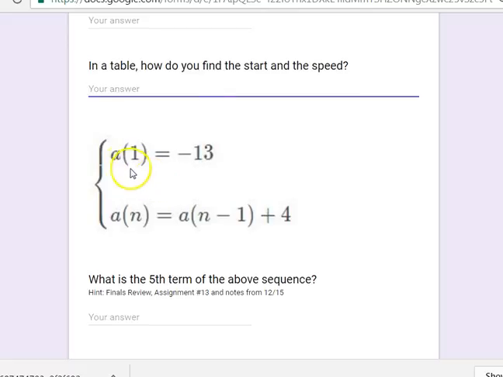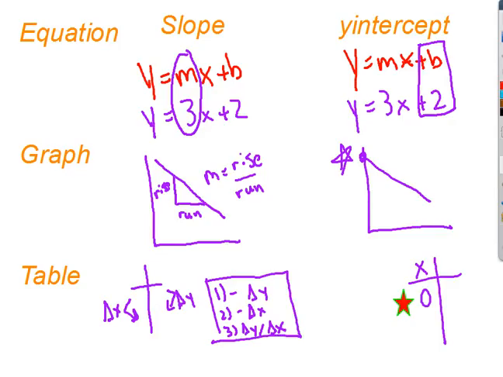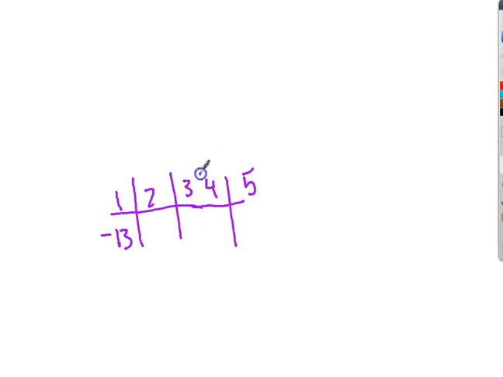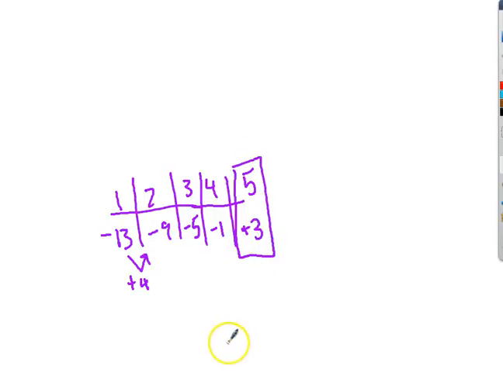In the final problem, the first term in the sequence is -13, and in this notation, every term in the sequence after the first one is equal to the previous term plus 4 more. So if the first term in the sequence is -13, and for every other term in the sequence you add 4, then the first term is -13. The second term is 4 more, so that's negative 9, and then negative 5, negative 1, and positive 3. The fifth term in this sequence is positive 3.